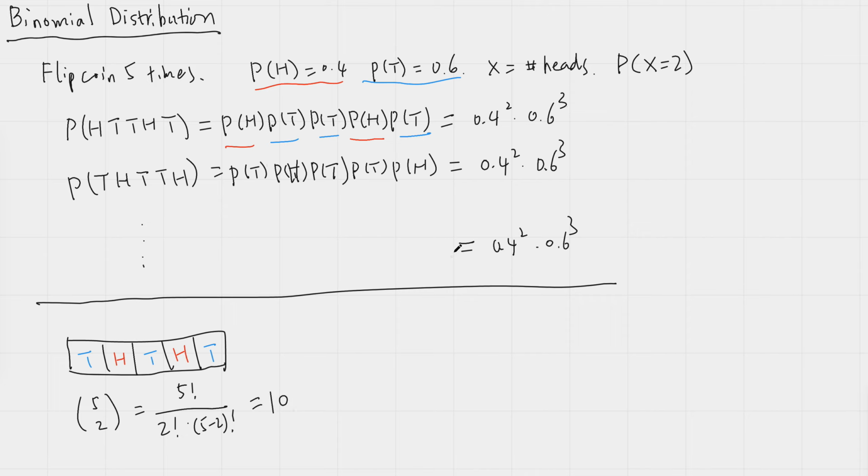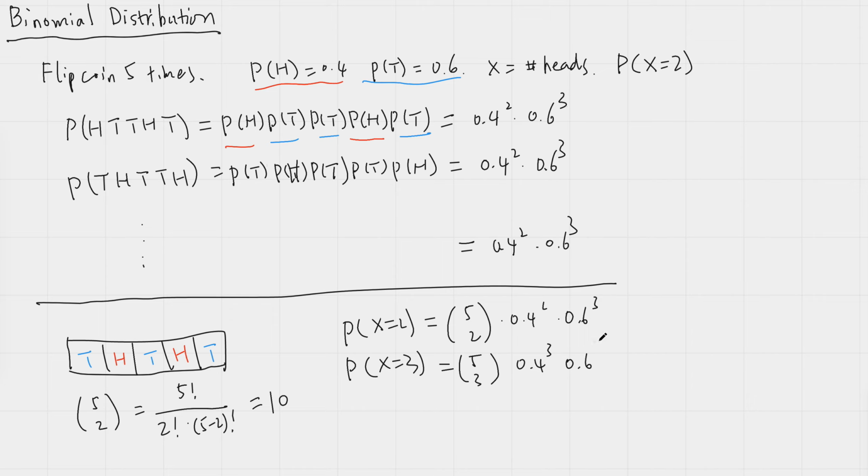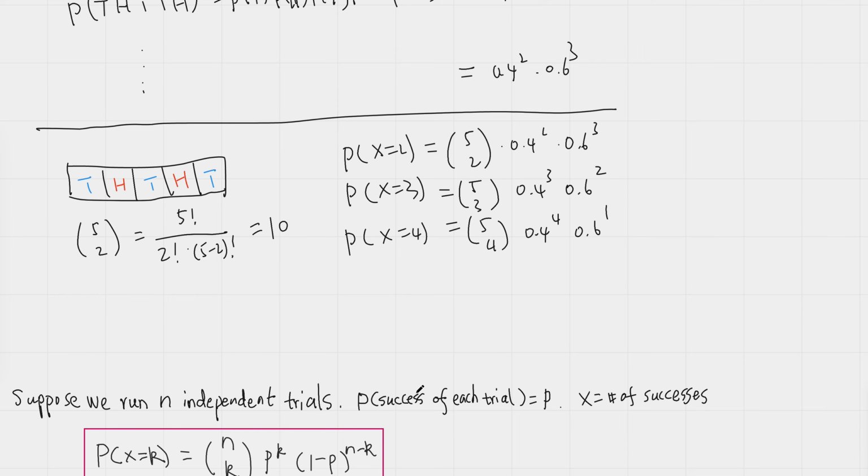Okay, so now, since there are 10 ways of doing this, the probability of observing 2 heads, which is equal to the summation of all these probabilities, is equal to 5 choose 2 times 0.4 squared times 0.6 cubed. And this is the probability that x equals 2. Now using the same argument, we can show that the probability of x equals 3 is equal to 5 choose 3 times 0.4 to the third times 0.6 to the second. And the probability x equals 4 is equal to 5 choose 4 times 0.4 to the fourth times 0.6 to the first. So in general, we have this result.